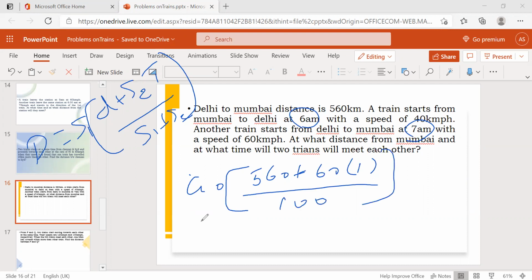Now, 40 into it, that is 620. 620 by 100 into 40. So the zeros cancel. So 62 kilometers.